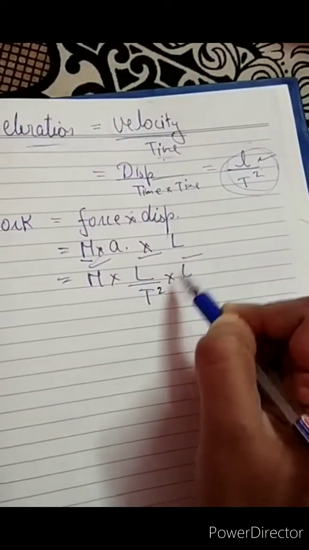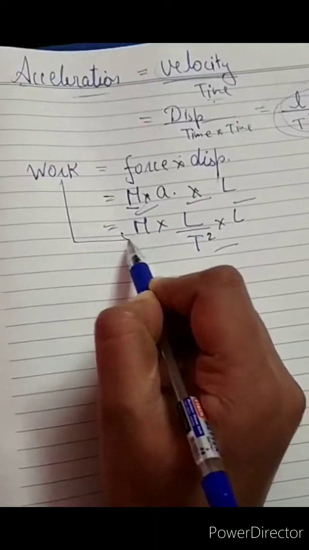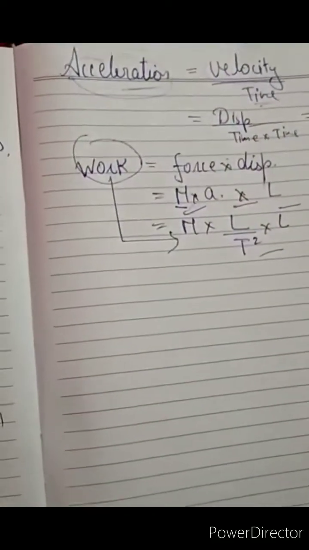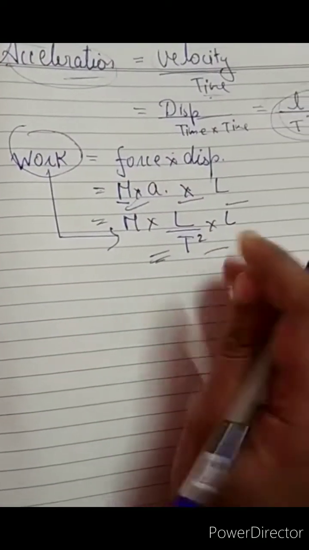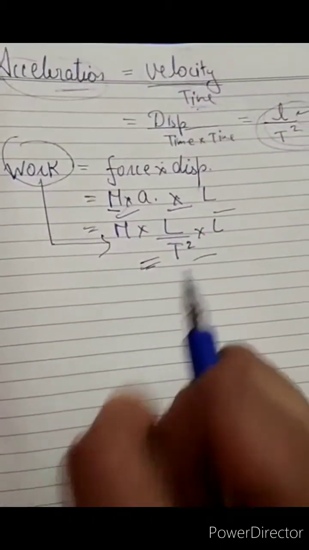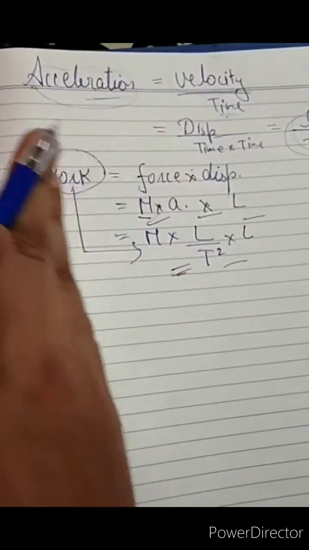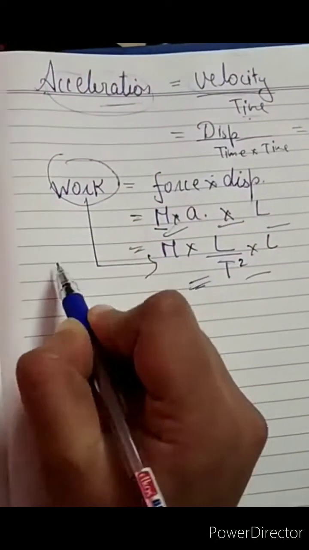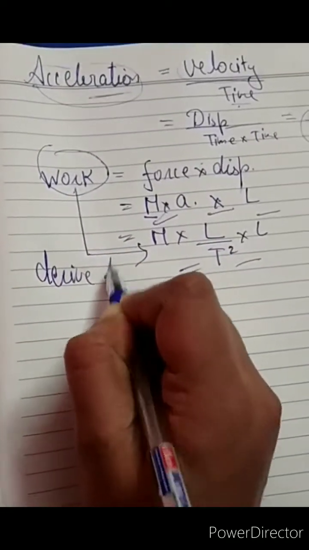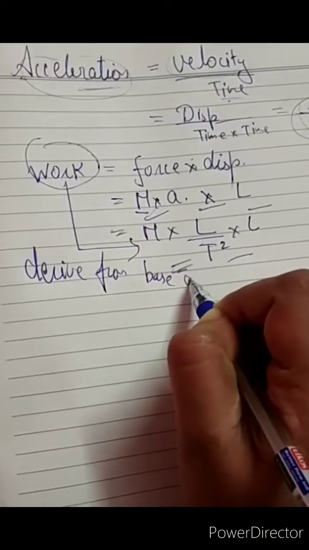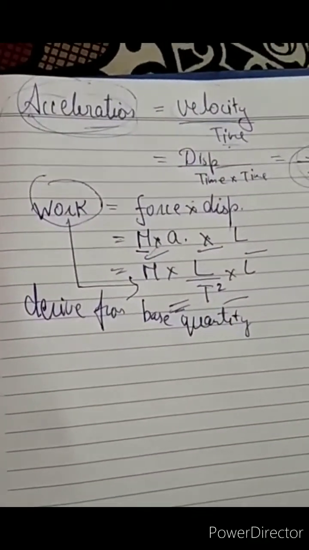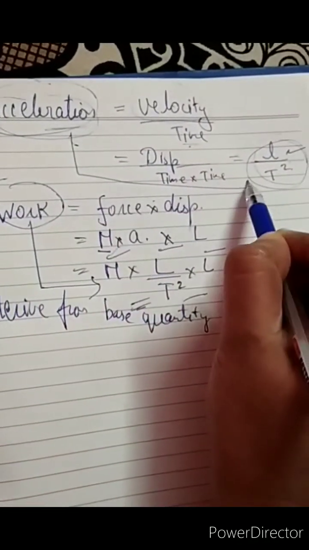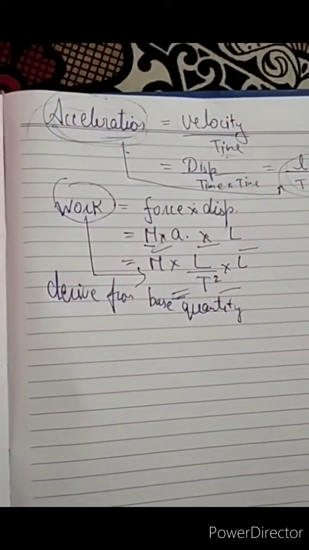So look, students, you are breaking your work, your acceleration, any quantity of physics, into our fundamental quantities. That's why I said these are our basic pillars, our fundamental pillars. All other things are secondary; they are all dependent on our fundamental quantities. Work can be derived from base quantities. Again, I proved it. This is our acceleration. You can't say acceleration is a fundamental quantity, because you can derive acceleration with the help of our fundamental quantities.